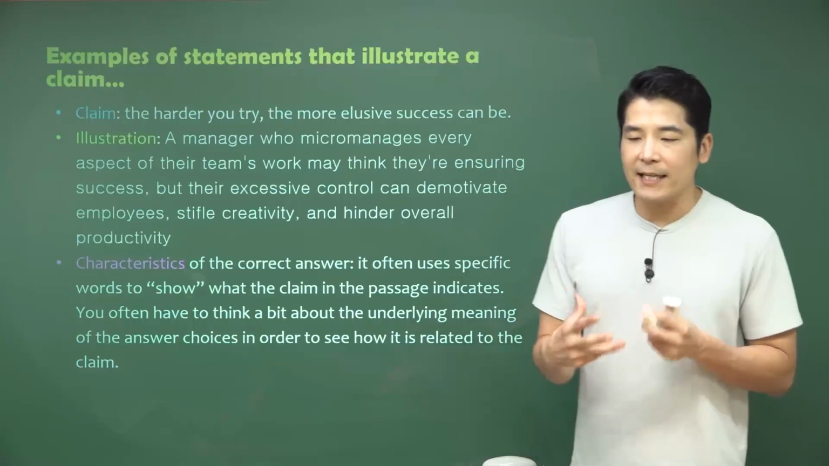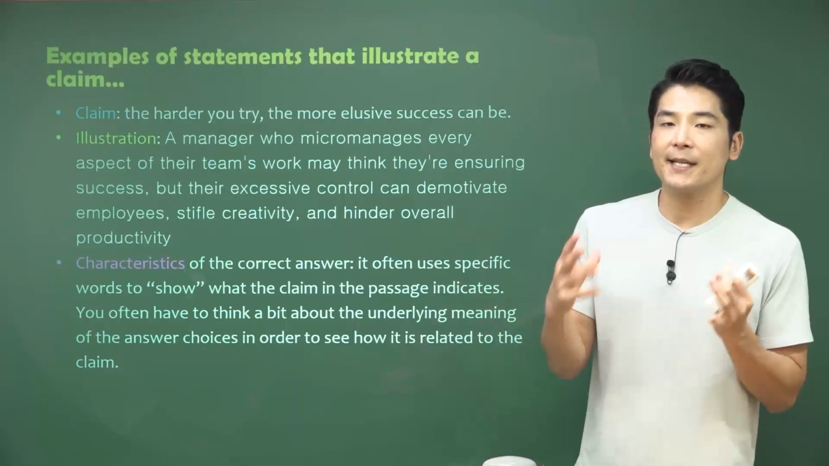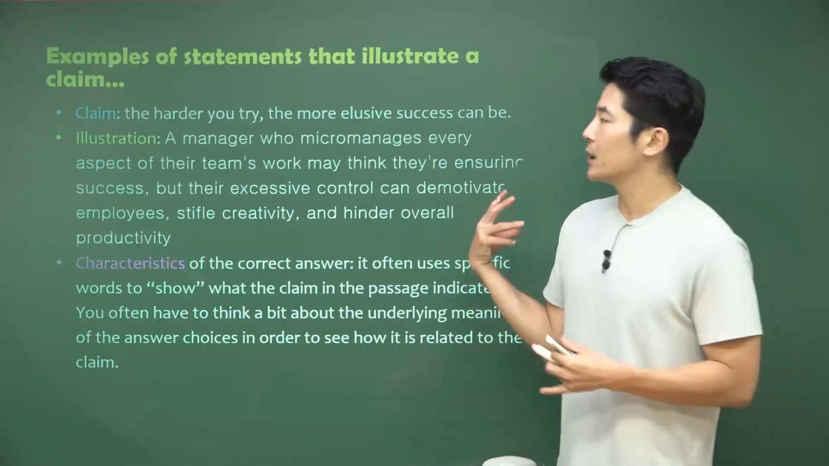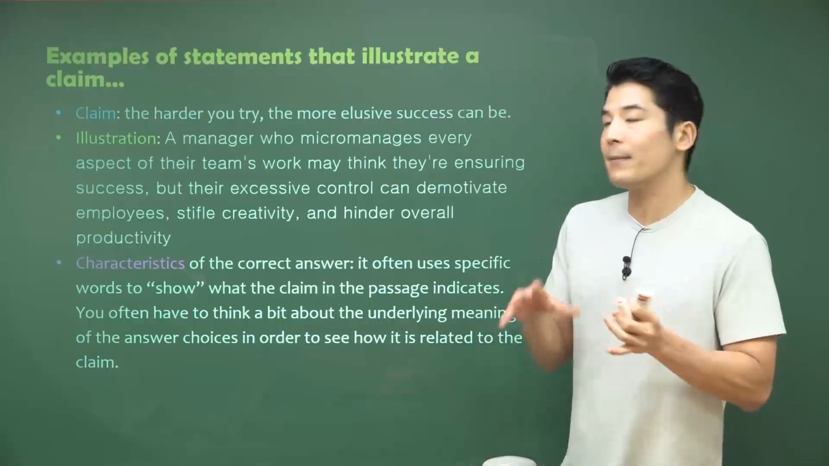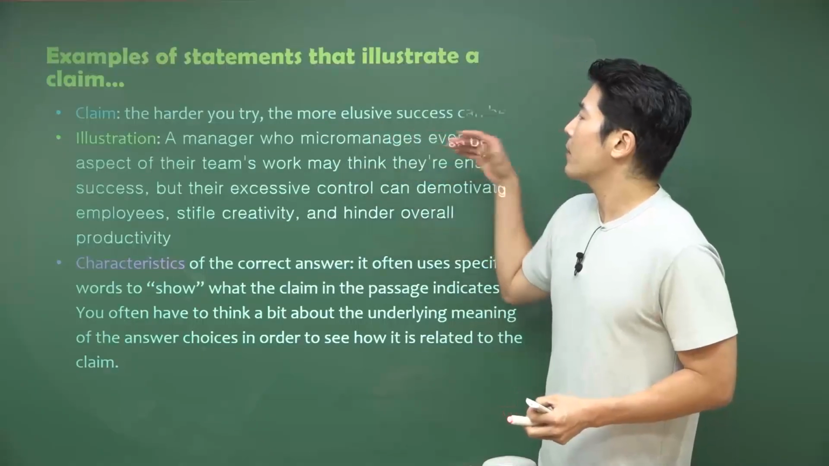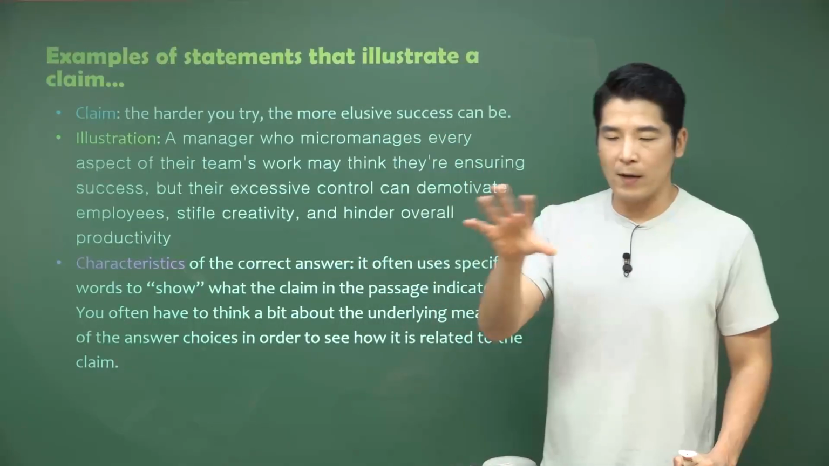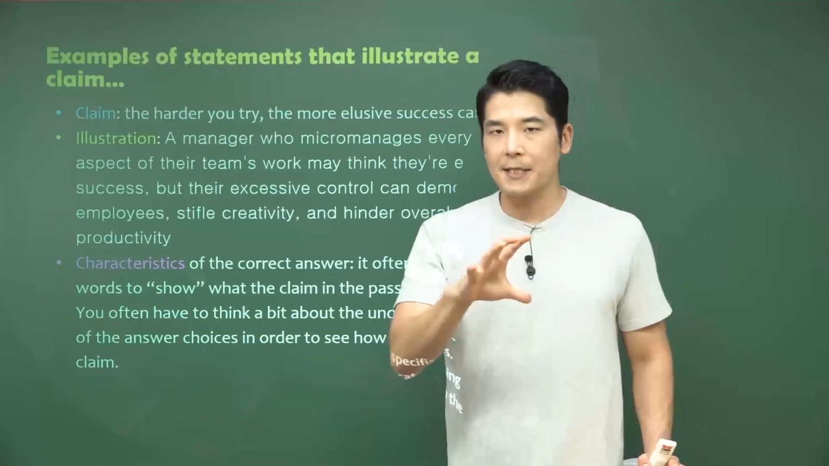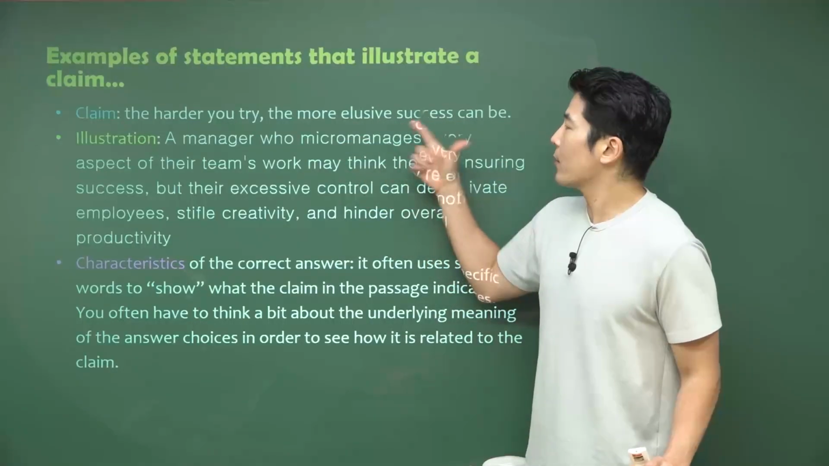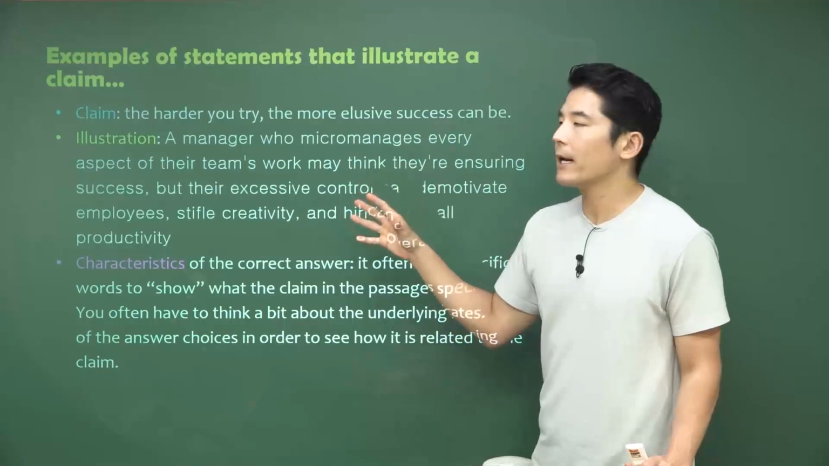So we'll talk about each of these terms, illustrates, supports, and weakens, one by one. We'll go through an example of a statement that could illustrate a claim. Imagine I had a claim that said something like, the harder you try, the more elusive success can be. This will be mixed in with your other words from the text, but this is what the claim is. You want to identify the claim. The harder you try, the more elusive success can be. This is what the writer believes.